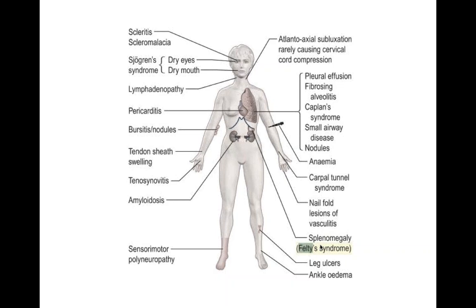Kaplan was a physician, and this is a topic of respiratory. Kaplan found that patients who had rheumatoid arthritis and who were working in coal mines had rheumatoid nodules in the periphery of the lungs. Keratoconjunctivitis can occur, amyloidosis, and peripheral neuropathy, like carpal tunnel syndrome, and tendon sheath swelling. So these are the various extra-articular manifestations of rheumatoid arthritis.